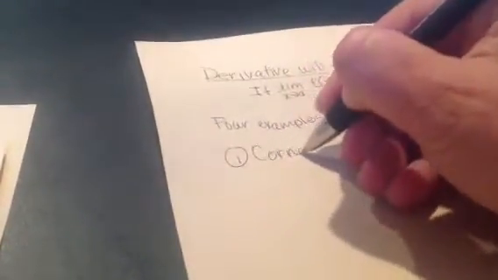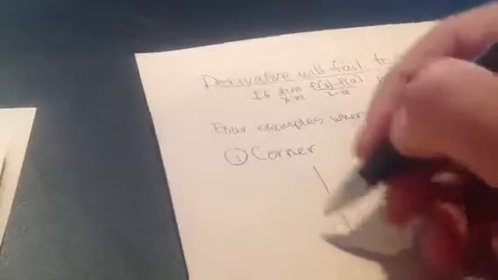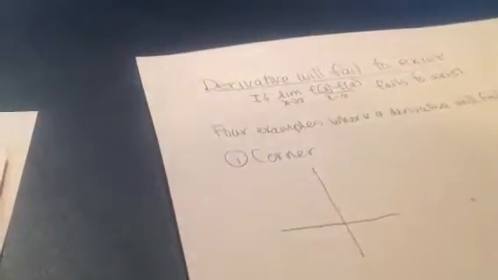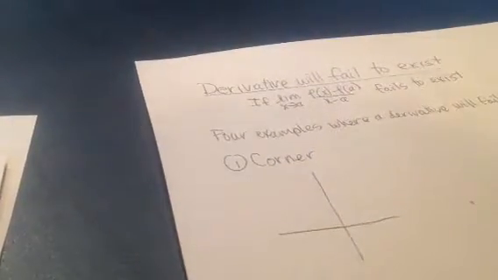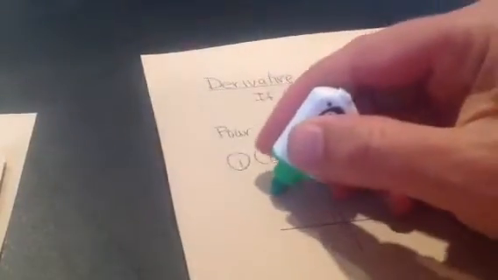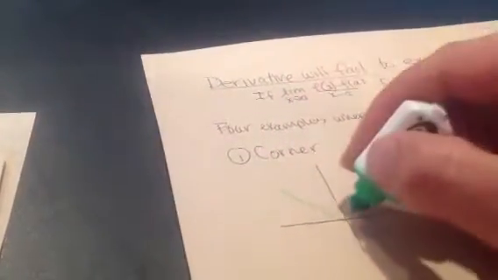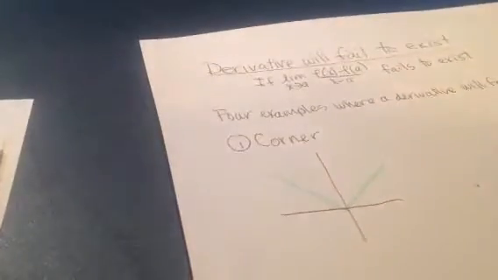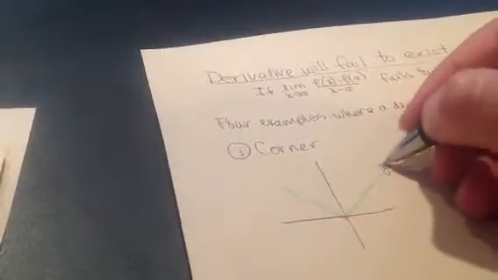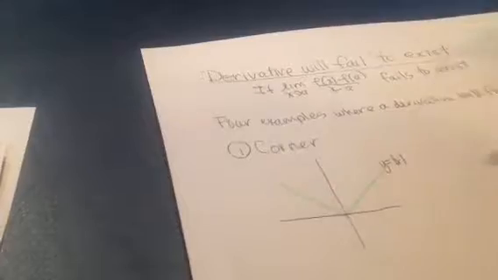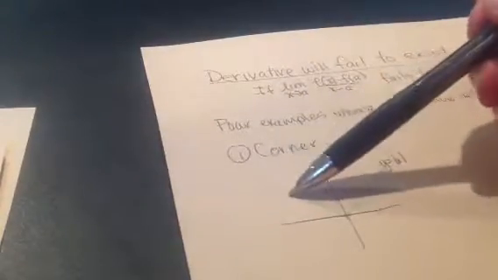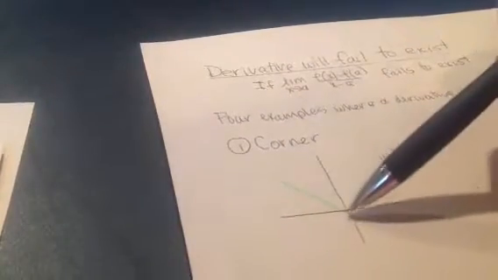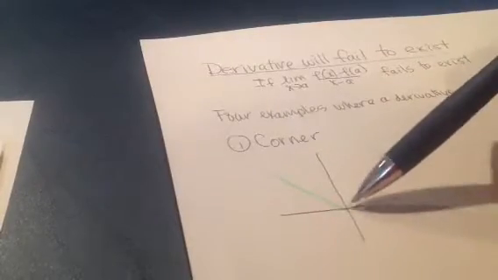Okay. The first one where a derivative would fail to exist is at a corner. An example of a corner is going to be like this. We're going to take a function, and the function is going to come down, and it's going to go back out, something like that. We all know that's the absolute value graph. If we look at this graph, when it comes in from the left, it has a slope of -1, and when it comes in from the right, the derivative has a slope of 1.